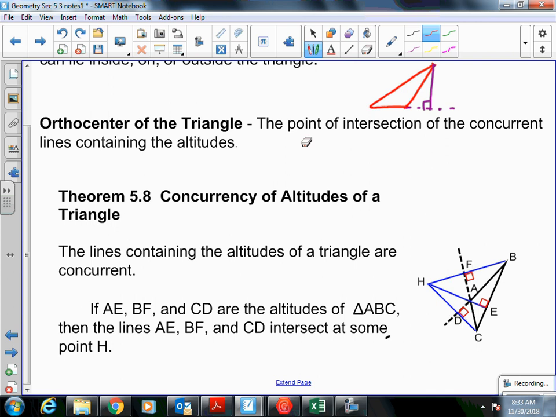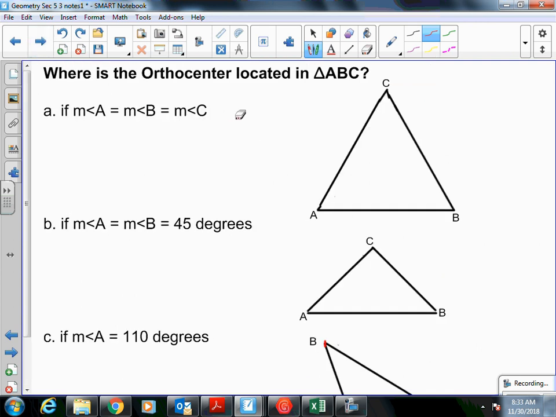If AE, BF, and CD are altitudes of triangle ABC, then the lines AE, BF, and CD intersect at some point H. Right, so all of your altitudes are just going to be concurrent. There's no mathematical formula or anything that goes with it. So that theorem just tells us that they're all going to intersect at one point. So here we want to figure out where the orthocenter is located in triangle ABC.